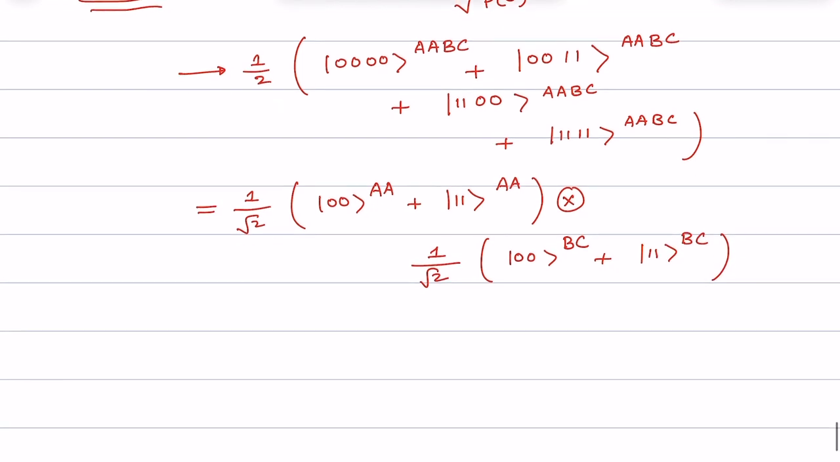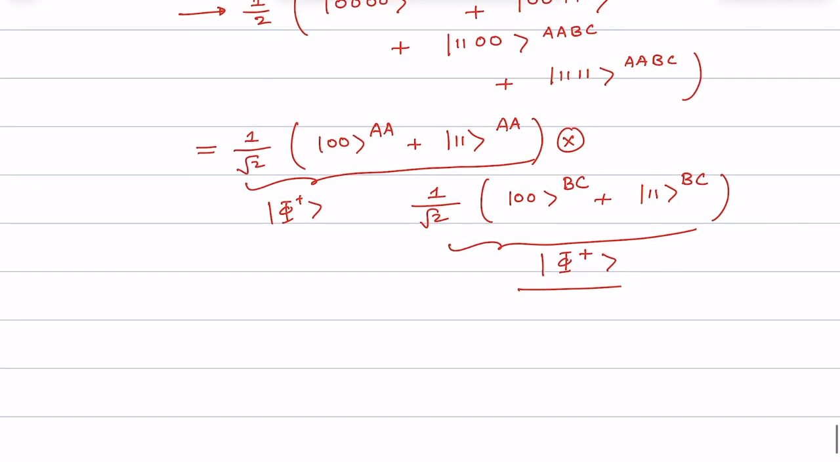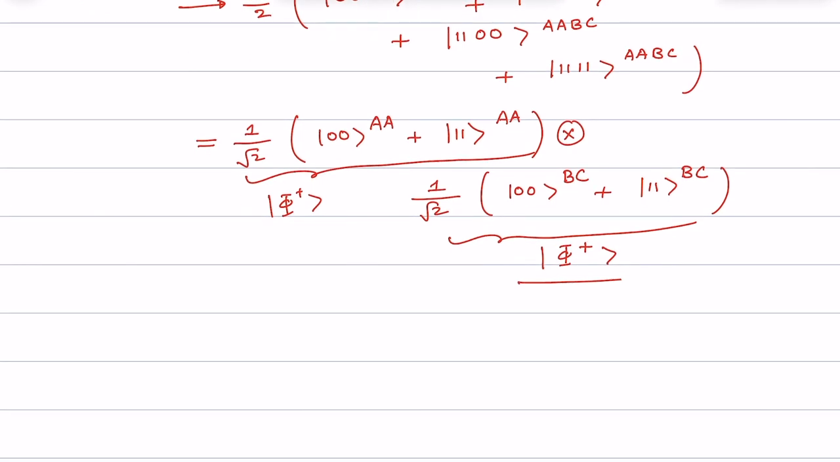Now what you see? You see that this particular state is nothing but the Bell state phi plus, and this state, which belongs to BC, Bob and Charlie, shared by Bob and Charlie, is phi plus. So it can be clearly seen that Bob and Charlie indeed possess the entangled pair phi plus. So this is what entanglement swapping is. Now Alice has outcome 0, 0 as a witness to this situation.